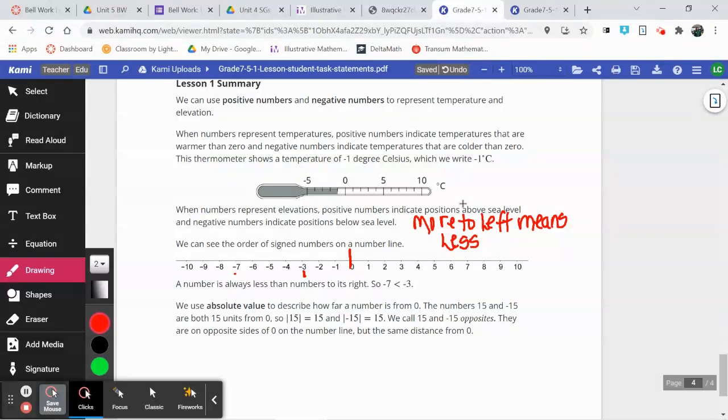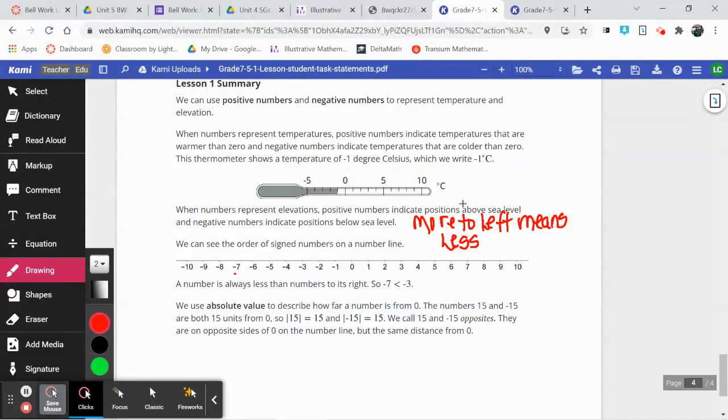We use absolute value to describe how far a number is from 0. And I talked about that a little bit at the beginning. Absolute value signs have to be removed. The numbers 15 and -15 are both 15 units from 0. So the absolute value of 15 is 15. And the absolute value of -15 is also 15 because you're counting to get to 0. Distance is always positive.